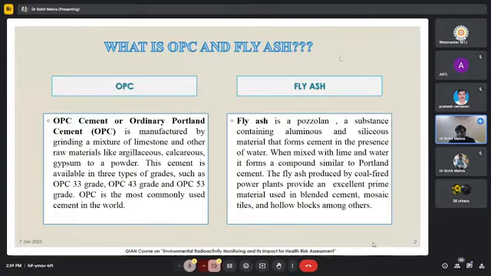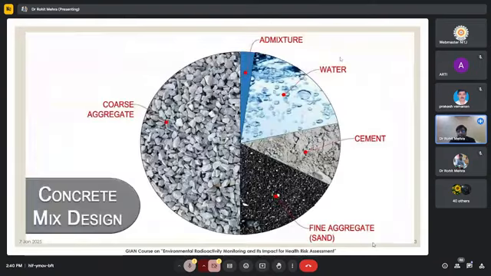And once you use the basic raw material as coal in the thermal power plants, the residue of the coal is the fly ash. So fly ash, you could say, is produced by the coal fired power plants, and it provides an excellent prime material which is used in the blended cement, even in the mosaic tiles or hollow blocks for construction purposes. And most importantly, it is available free of cost.